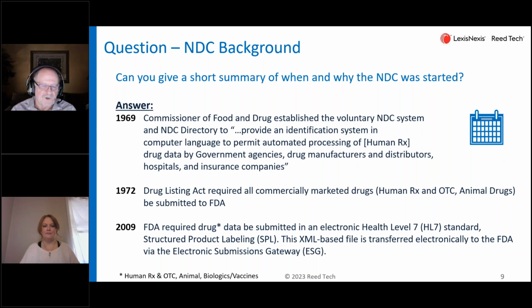We've come to know that as structured product labeling, SPL. So this SPL is an XML based document, and it's able to capture a lot of information about a drug product, including the NDC number. And that particular file is able to be transferred electronically to the FDA through their particular gateway, referred to as the electronic submissions gateway. So those 3 dates are very significant over the course of time, and that's where we are today, packaging NDC numbers and a lot of other information in SPLs and submitting it through the electronic submission gateway.